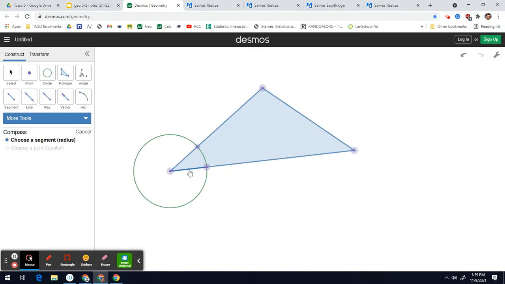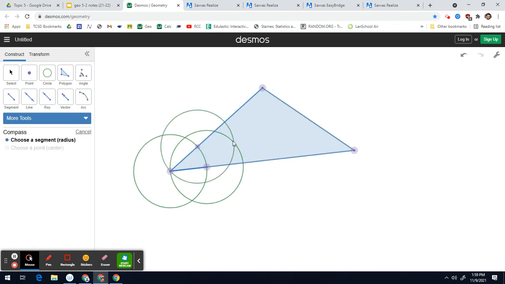Now it says choose a segment. I'm going to use the same circle size, so the segment is the radius. I'm going to choose that segment, and notice I have this circle, same size. I'm going to put it right here, and stop, right, and draw that circle. I'm going to do the same thing up at this point. Grab that segment, so more tools, compass, grab that segment, right there.